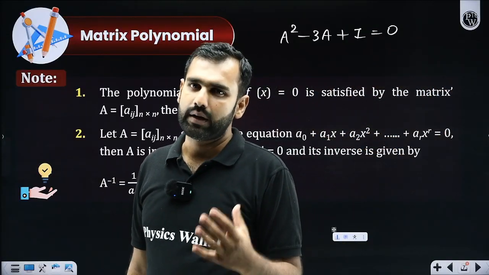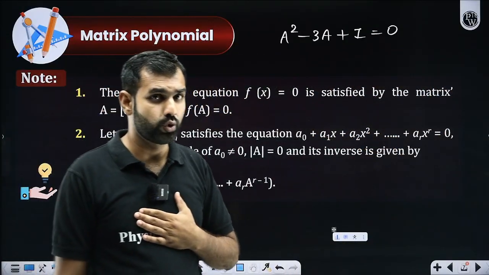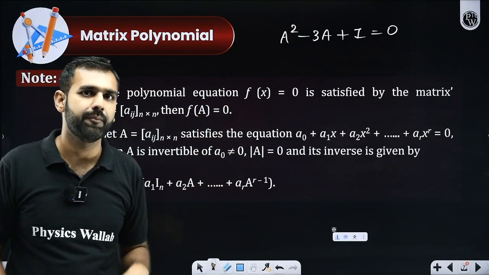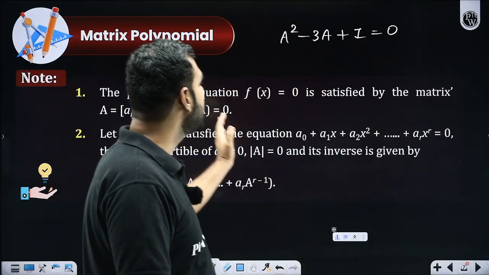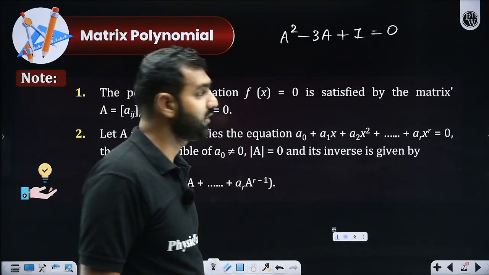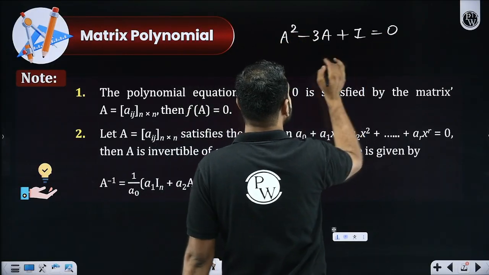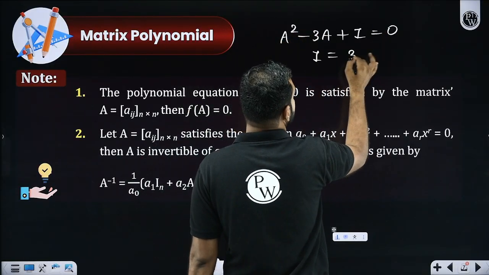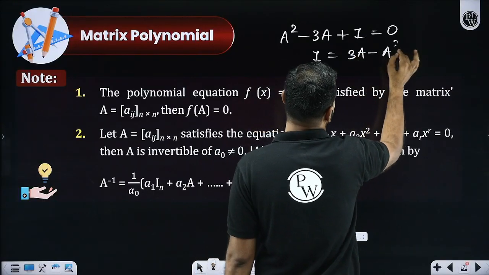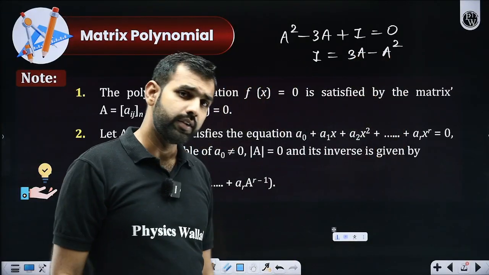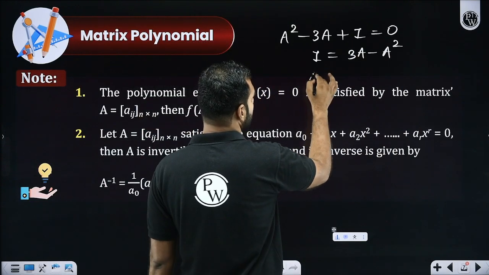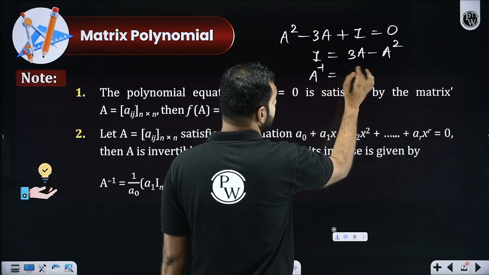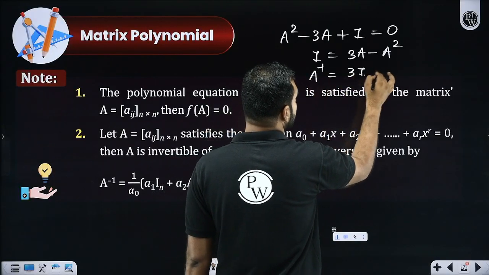So if this is a quadratic matrix polynomial, I get this idea that it will definitely be a 2 by 2 square matrix, yes or no? Now if I rearrange it, if I take this to the other side, will I not have I as 3A minus A squared, yes or no? Sir, what if you multiply it by A inverse on both sides? So if I'm multiplying by A inverse on both sides, 3A times A inverse will be 3I, and this will be A.